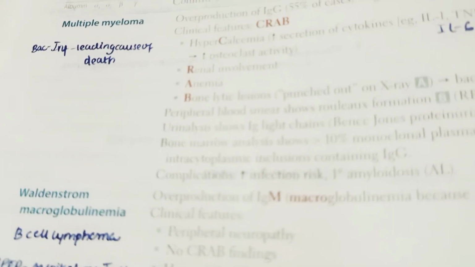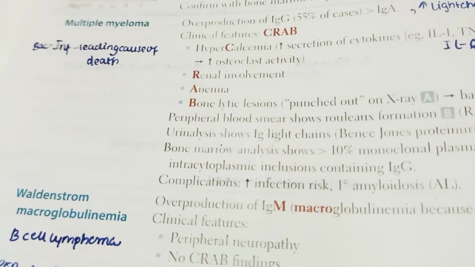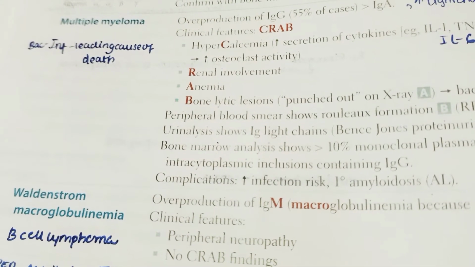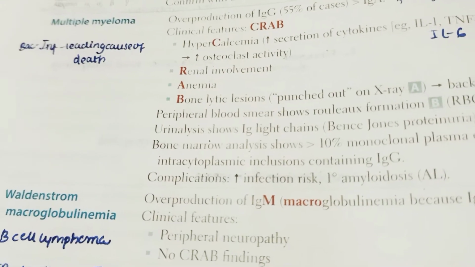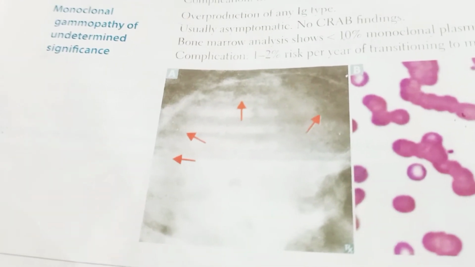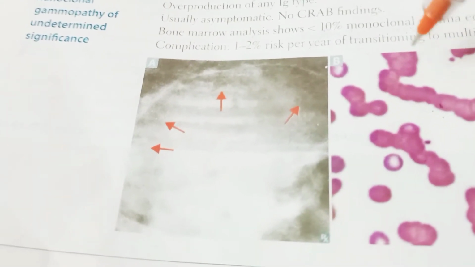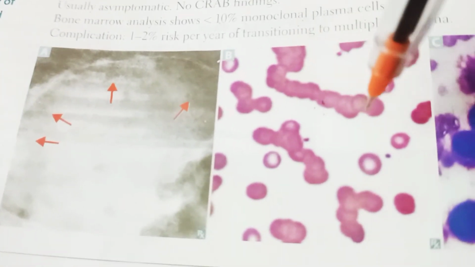Multiple myeloma is overproduction of IgG greater than IgA. Clinical features you can remember with CRAB: hypercalcemia, R for renal involvement, A for anemia, B for bone lytic lesions. Actually, you will see punched out bone lesions on X-ray. These are the punched out bone lesions on X-ray, and in the peripheral blood smear, you will see Rouleaux formation. That is, RBCs are stacked like poker chips.